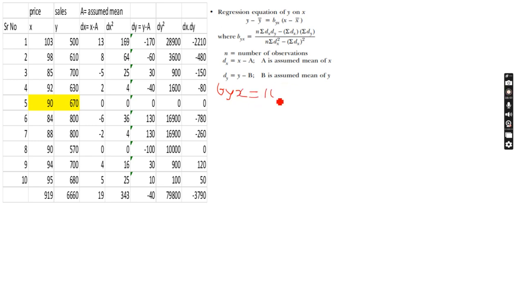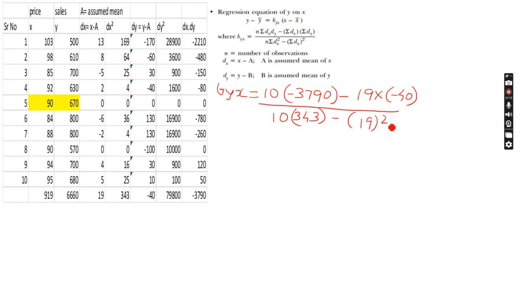Byx, the formula is 10 multiplied by minus 3790. What is 3790? It is summation dx dy minus summation dx, which is 19, and summation dy, that is minus 40, divided by n summation dx square, that is 343, minus 19 the whole square. A point of note: whenever you're solving an equation, please open the bracket first, then division, then multiplication, then addition, and then subtraction.